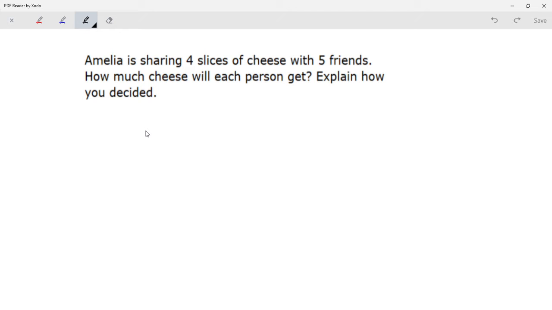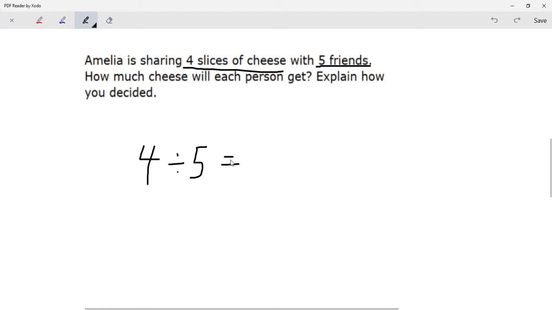All right, so how we do this is we think about what's being split up, and that is 4 slices of cheese. So we have 4, and it's being divided into how many pieces? 5 pieces. So this becomes 4 divided by 5, which equals, as I mentioned, the division bar, or the division sign, is equal to the fraction bar. So that is equal to 4/5. Each person is going to get 4/5.